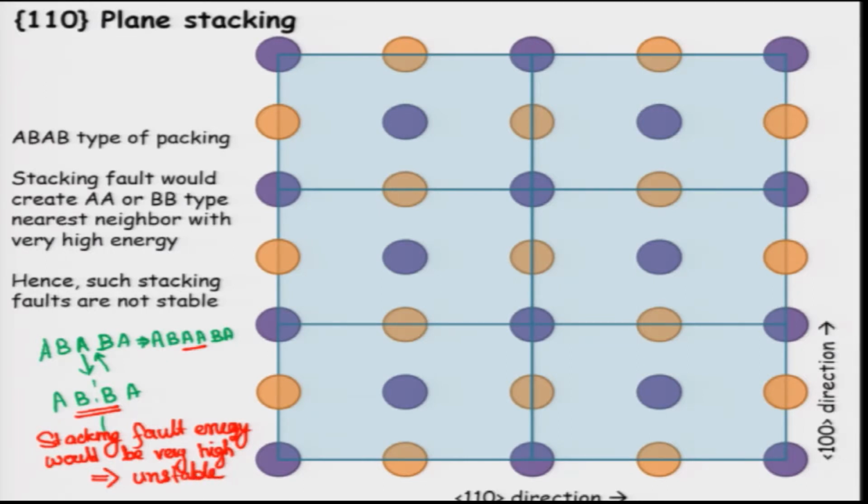So, in 110 we have seen that there is no possibility of stacking fault, and that is the reason that you do not even get partial dislocations on the 110 plane. But then we also talked about the other type of plane, which is the 112 plane, where there again your 111 type of dislocations can move.